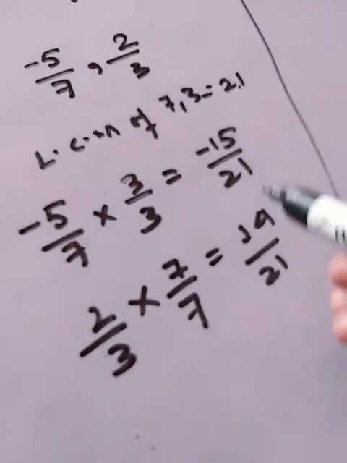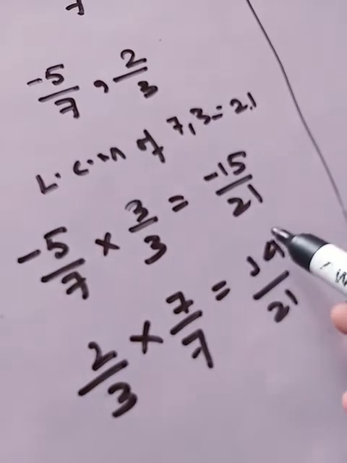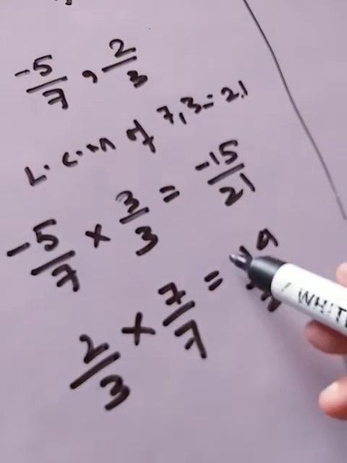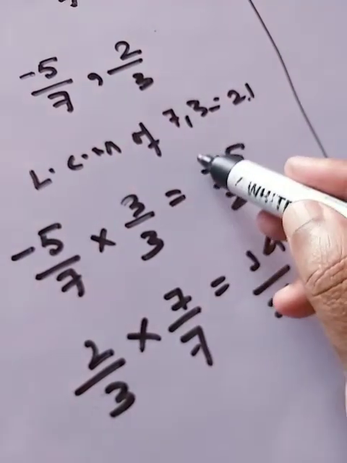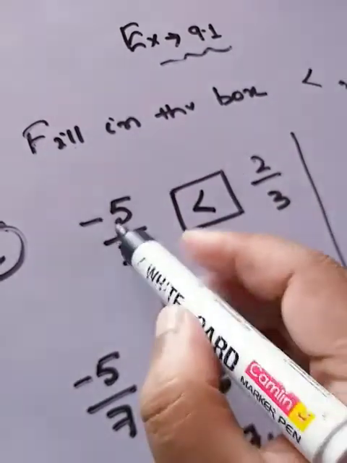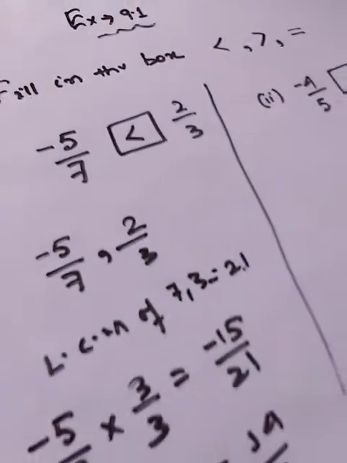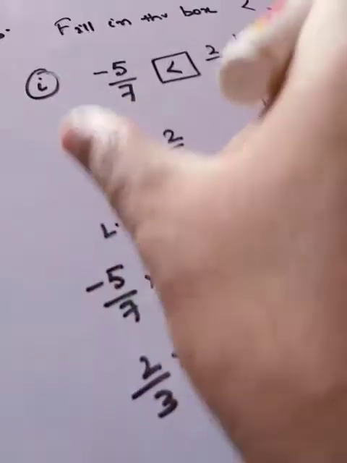Now you will see whether minus 15 is greater or plus 14 is greater. It's quite obvious that plus 14 is much bigger than minus 15. So which sign will we give? We'll give this sign, isn't it? So minus 5 by 7 is less than 2 by 3. Okay, so this is one process.